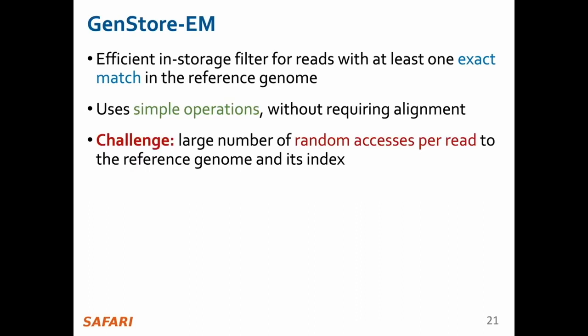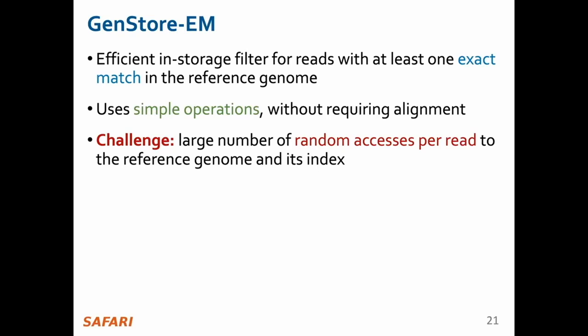So if you remember, based on the background that we just discussed, for every read we extract several k-mers, and for the several k-mers we access the index and find some candidate locations in the reference genome, and we also access the reference genome. So there are many random accesses for every read.